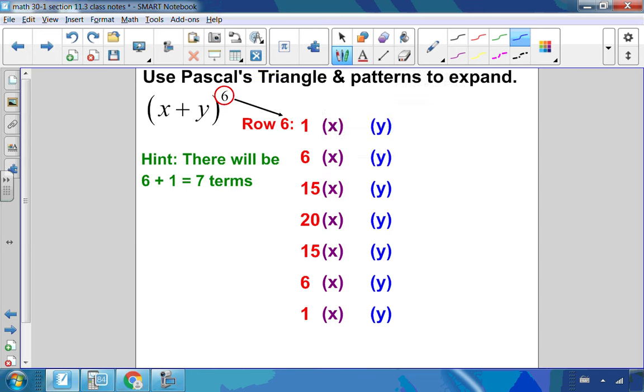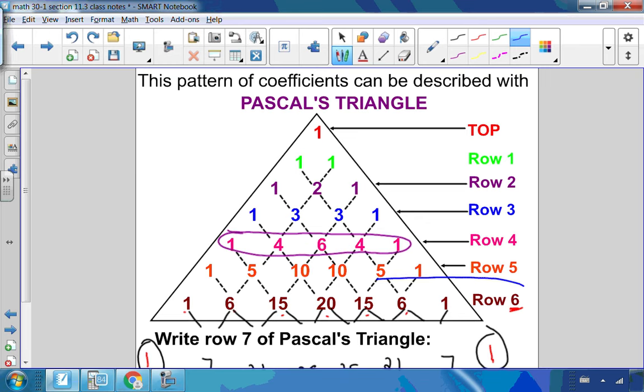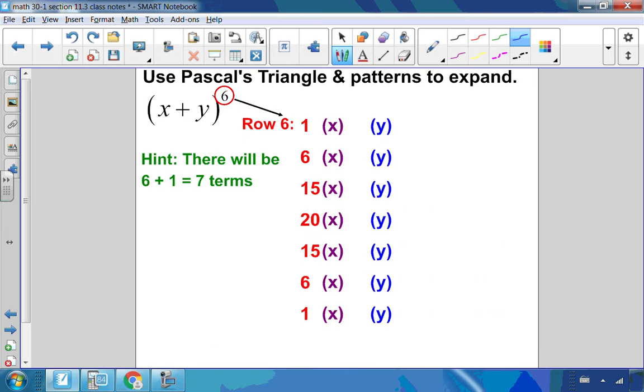So let's look at now x plus y to the exponent of 6. So I'm looking at the 6th row of Pascal's triangle. So the 6th row of Pascal's triangle, if I go back here, this is row number 6. Okay, it has 7 terms. So I'm just going to write those all out: 1, 6, 15, 20, 15, 6, and 1. So there I have it all recorded there.